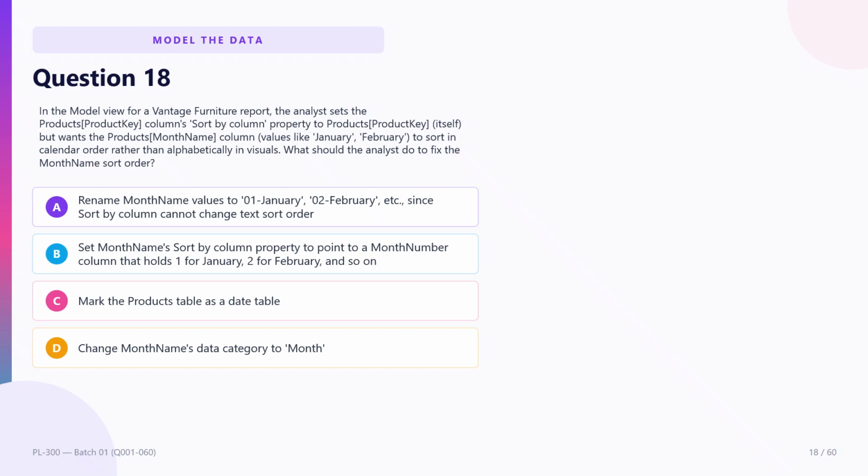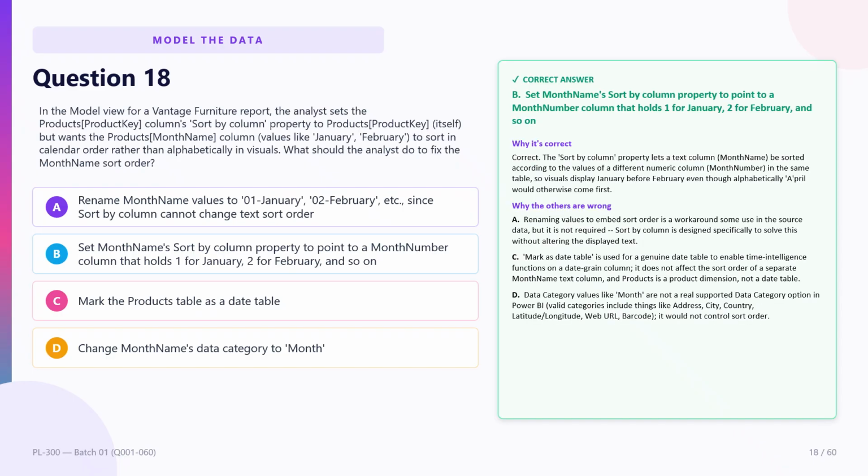Option A. Rename month name values to 01 January, 02 February, etc., since sort by column cannot change text sort order. Option B. Set month name's sort by column property to point to a month number column that holds 1 for January, 2 for February, and so on. Option C. Mark the products table as a date table. Option D. Change month name's data category to month. Take a moment and make your choice.